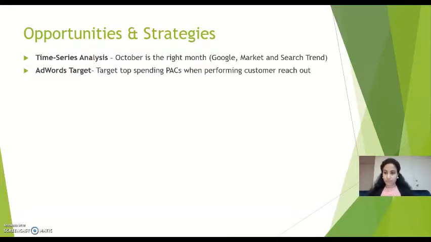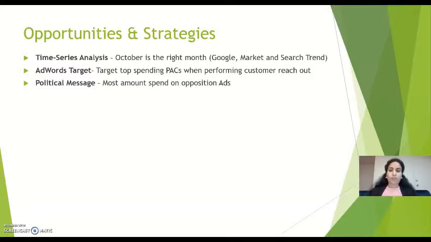And by the time October rolls over, they have Google as part of their portfolio of marketing vendors that they're pursuing. And the second set of opportunity and strategy that we see here is AdWords target. So that we target top spending PACs when performing customer reach. So the third strategy is political message. So we saw a trend that the most amount of ad spending was on opposition ads than it was on support ads. So when we reach out to these targets, we can pursue them more for opposition ads.